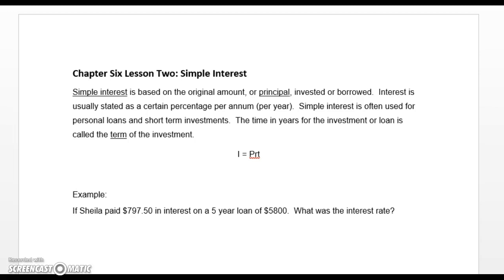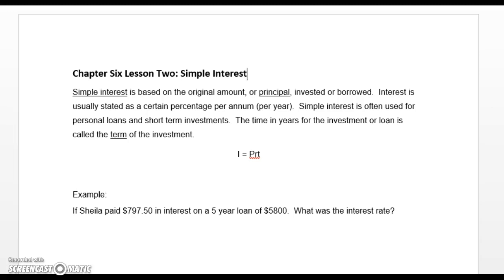In this video, we're going to look at lesson 2 from chapter 6, which is talking about simple interest. Simple interest is based on the original amount, or what we call the principal, of the money, whether or not it's invested or borrowed. Interest is usually stated as a certain percentage per annum, which means per year, and simple interest is often used for personal loans and short-term investments.